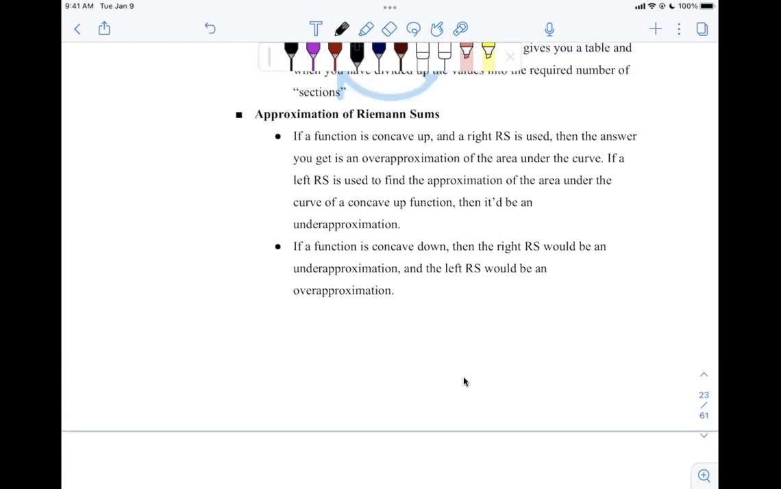Just good to keep in mind, I was in fact asked this on my AP exam. If a function's concave up, then the right Riemann sum is an over approximation, and the left Riemann sum is an under approximation. While if it's concave down, the opposite is true. Then the right Riemann sum is an under approximation, the left is an over approximation.